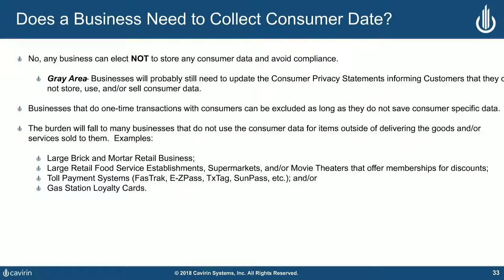So some examples here are your brick and mortar retail businesses, food establishments, supermarkets, movie theaters that offer memberships for discounts. They're going to be captured in this, provided they meet the burden of 50,000 individuals or 25 million in revenue. Toll pay systems, if they are for profit, and some of these do operate not for profit, as well as gas station loyalty cards.